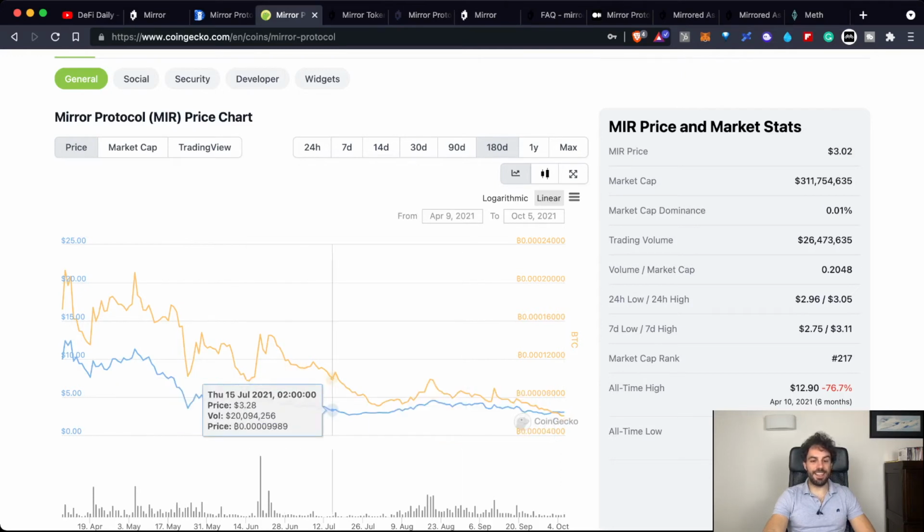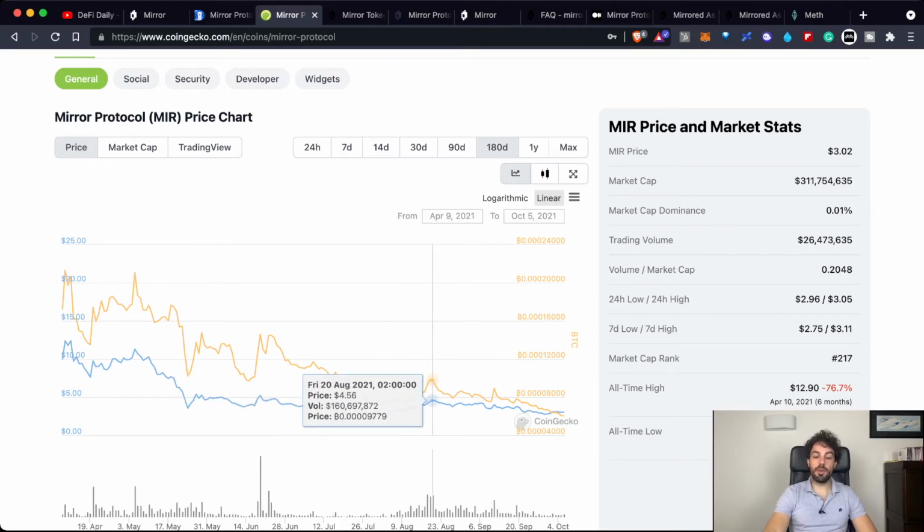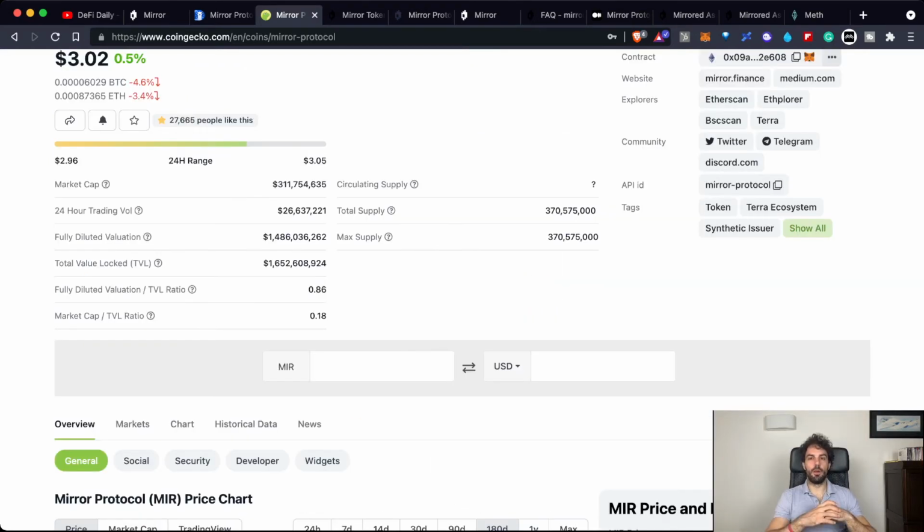And in the last, what is interesting to notice is that since the end of May, the price of MIR hasn't changed so much. Obviously, there is no way that we can guess the price of a specific coin or token for the next couple of months or weeks.